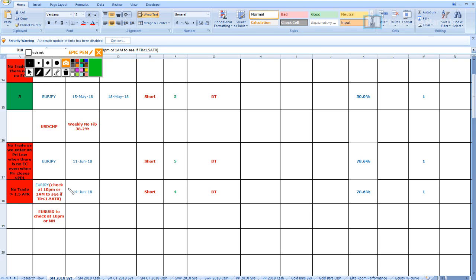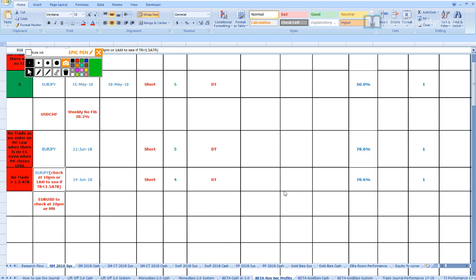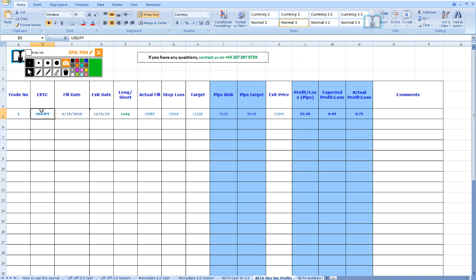Now, in terms of the system, however, no trade so far on the elite room. However, on the live trading room, they did take a trade on dollar yen, right? That was at 0.75% profit, 55 pips of profit. It was closed. This was done in 2 days, the 10th of June and 12th of June.